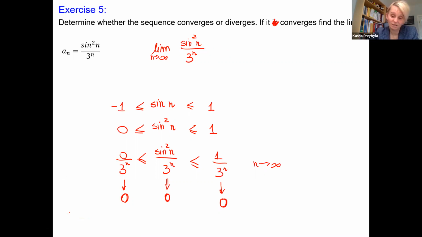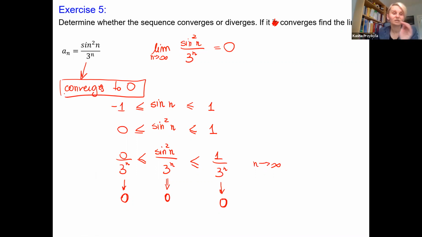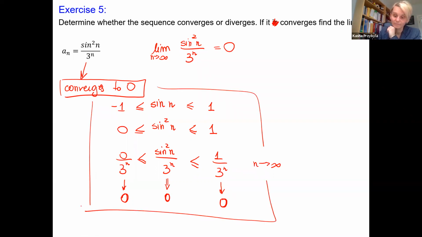I will maybe write: we can say the limit is 0, and the sequence converges to 0. And that's the way to say it. All of the terms will eventually become tiny, small, 0. But we can see I did use the squeeze theorem. Okay, let's do another one.